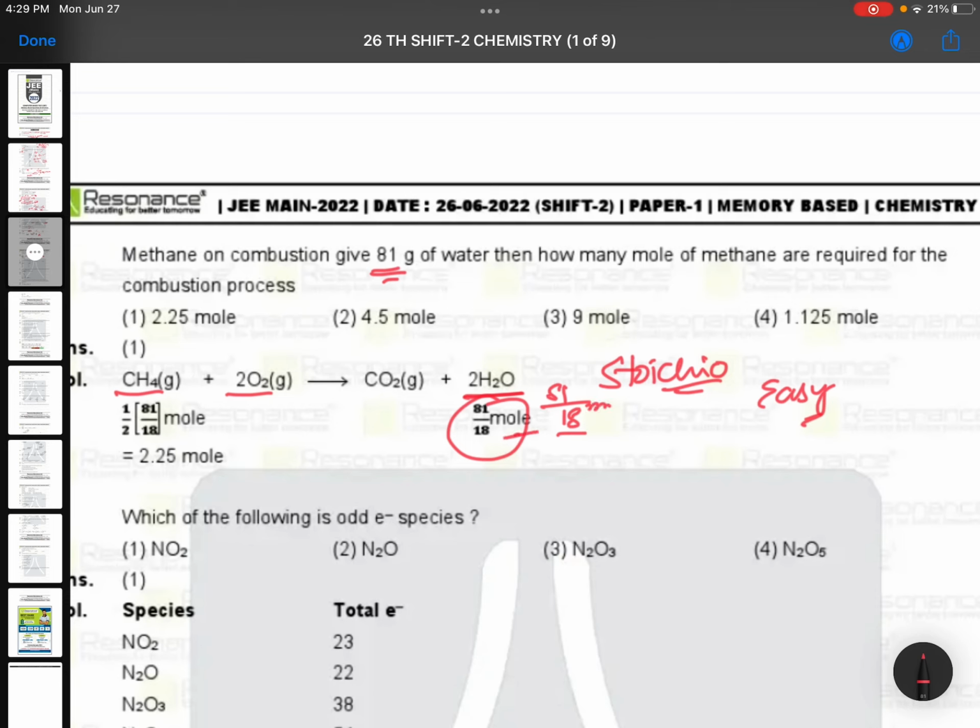Now he is asking how many moles. 1 mole of methane gives 2 moles of water. 81 by 18 moles of water is given by how much methane? 81 by 18 into 1 by 2. That's very simple.